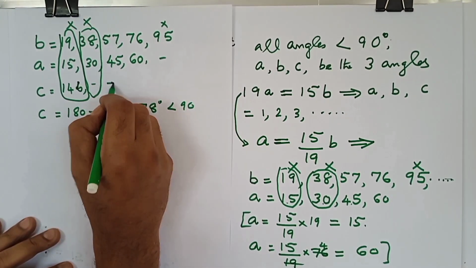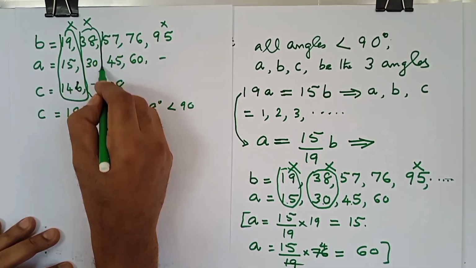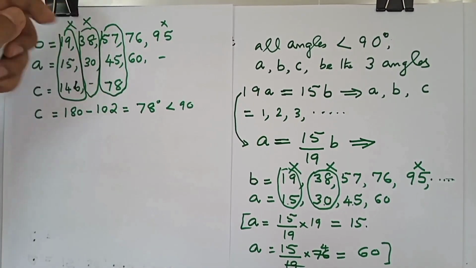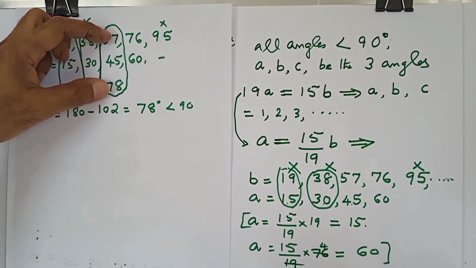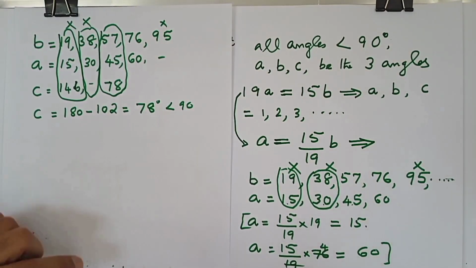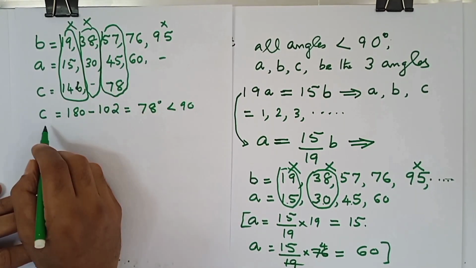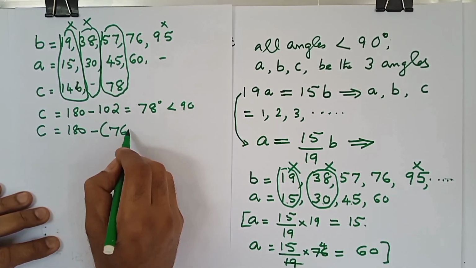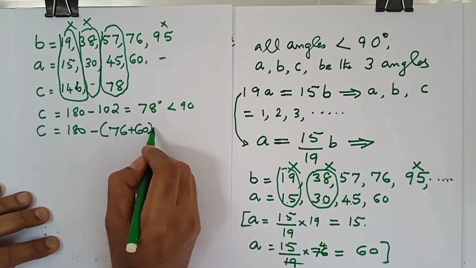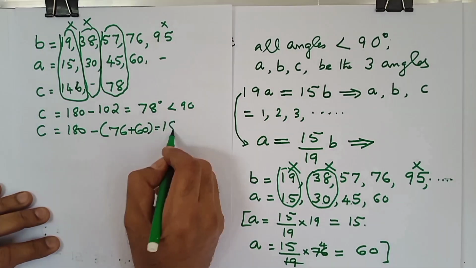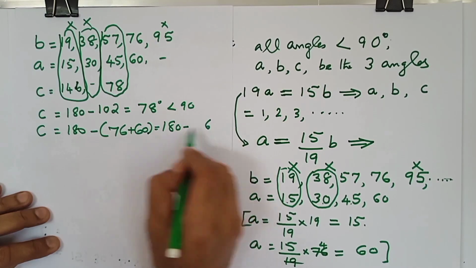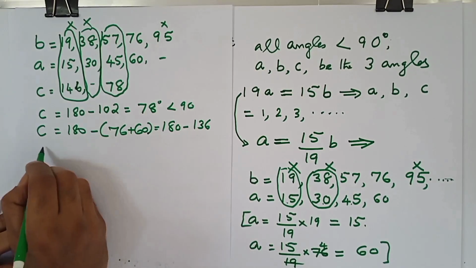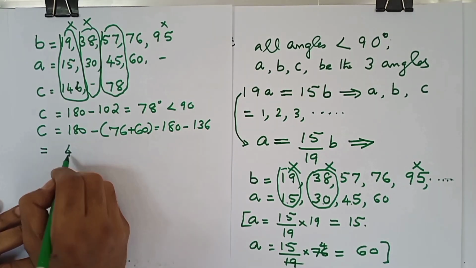So write 78 here. Now look at this pair. All the angles are less than 90 degrees. So this is a possible triangle you can form using the conditions given in the problem. Now let's work out this also. 76 plus 60, that's equal to 136, so 180 minus 136, which is equal to 44.